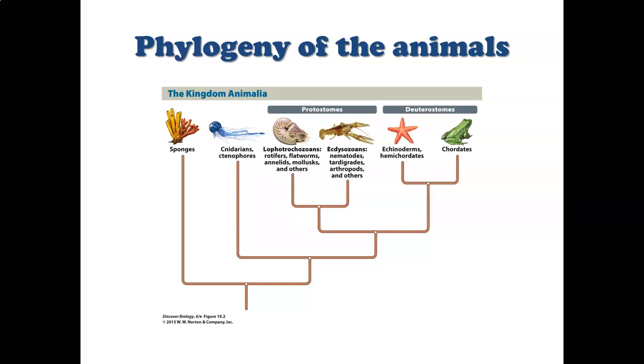So there are 9 different animal phyla that we'll cover over the next 2 lectures. We're going to cover 8 of them today. The 9th one we'll cover in the next lecture, because that's us. We are the chordates. We'll cover everything else today.